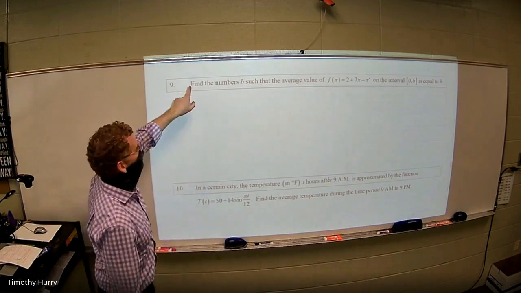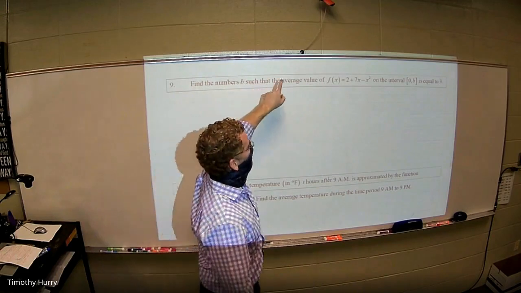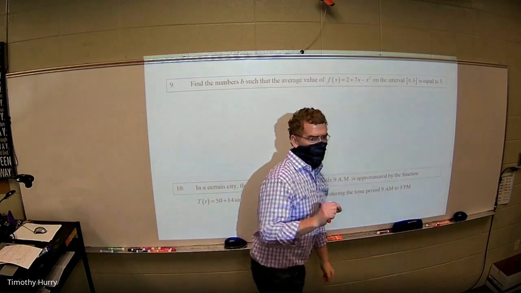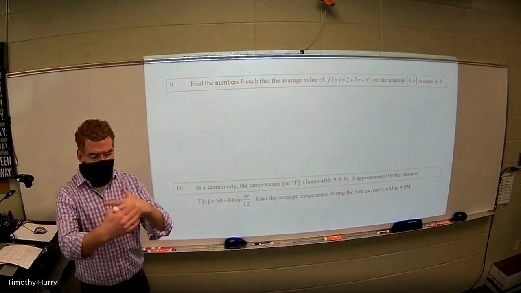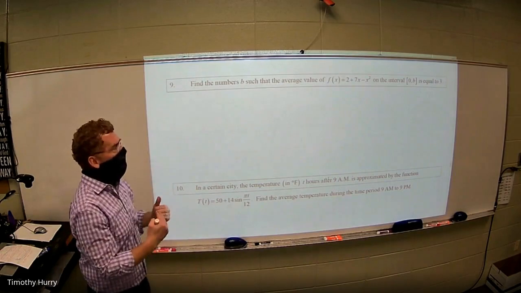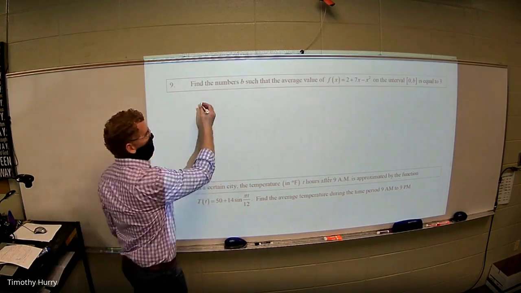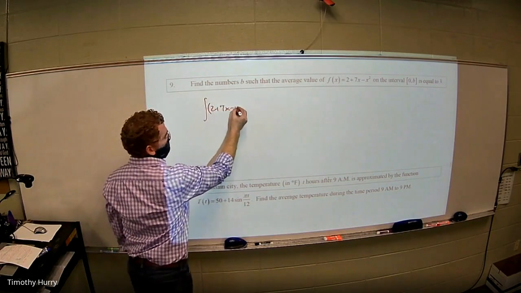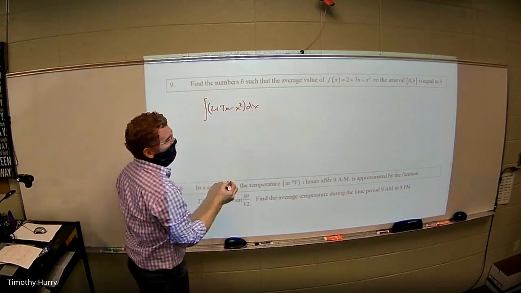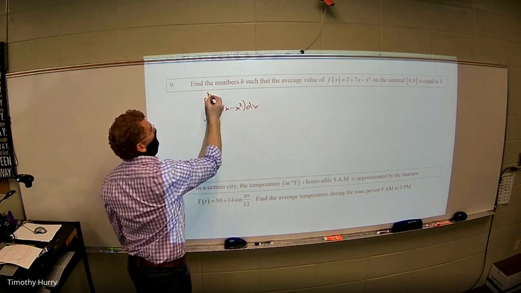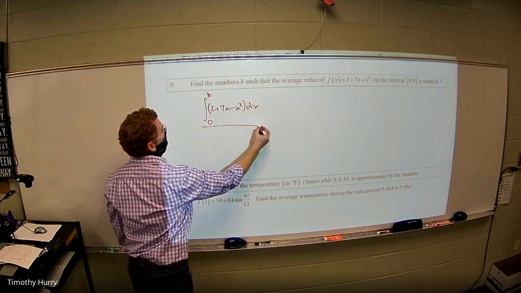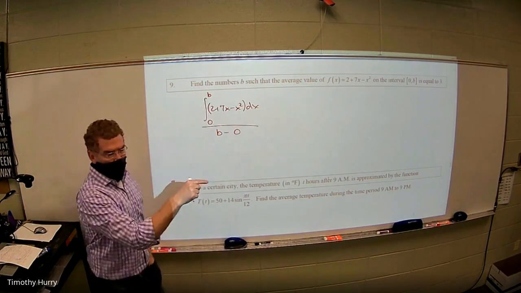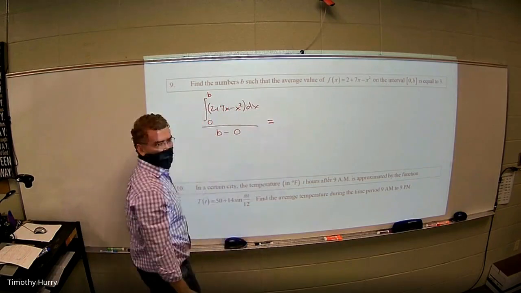All right, so right here, find the numbers b such that the average value of f on the interval from 0 to b is equal to 3. Now let's just start writing out what we have. The average value of f, how would I write that? The integral of f from 0 to b over b minus 0, right, is equal to 3.